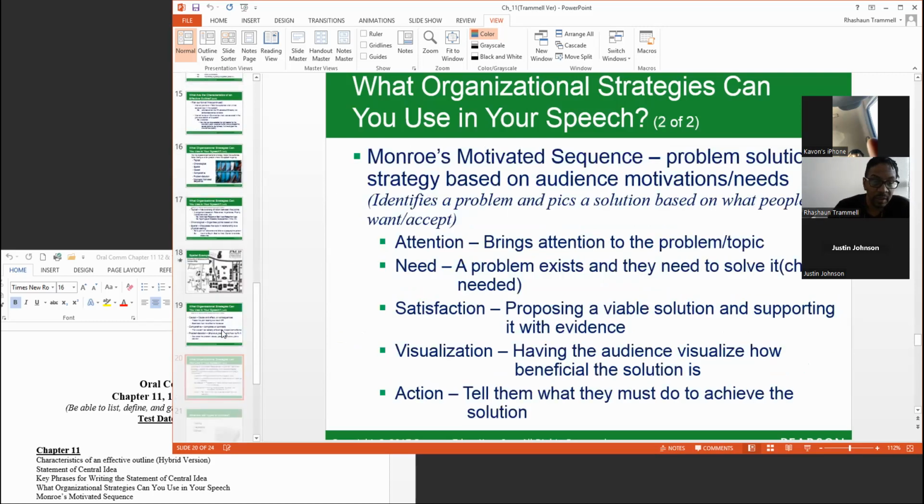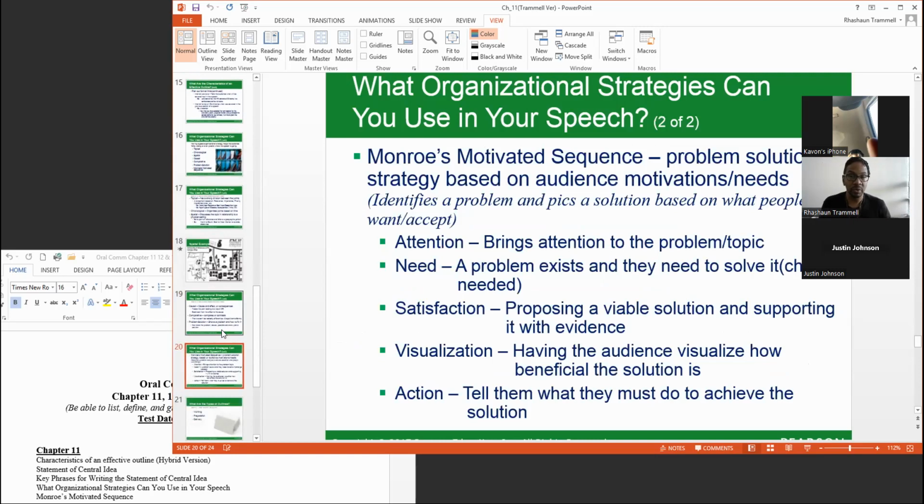Now, problem solution is similar to Monroe's motivated sequence, in the fact that Monroe's motivated sequence is a problem solution strategy. However, one of the key things about it is that it takes into consideration what your audience, or what the group, what they're willing to accept. So I know this is a terrible example, but if there was a horror movie series called Saw, which came out about 20 years ago, maybe 18 years ago.